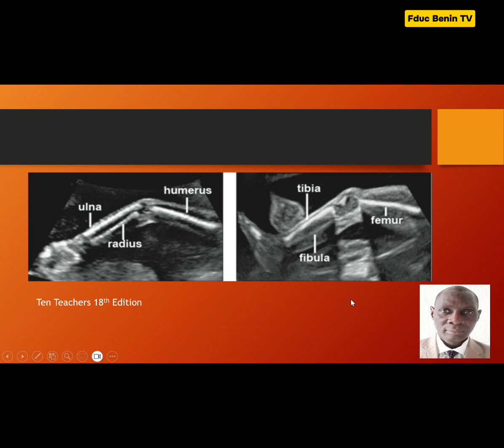So these are classical ways to identify the two bones of the upper, the three bones of the upper and lower limb. There is no difficulty in identifying the humerus. It was because, like I said, the landmark there is the scapula. Now, there is also no difficulty in identifying the femur because the landmark there are the iliac crests.